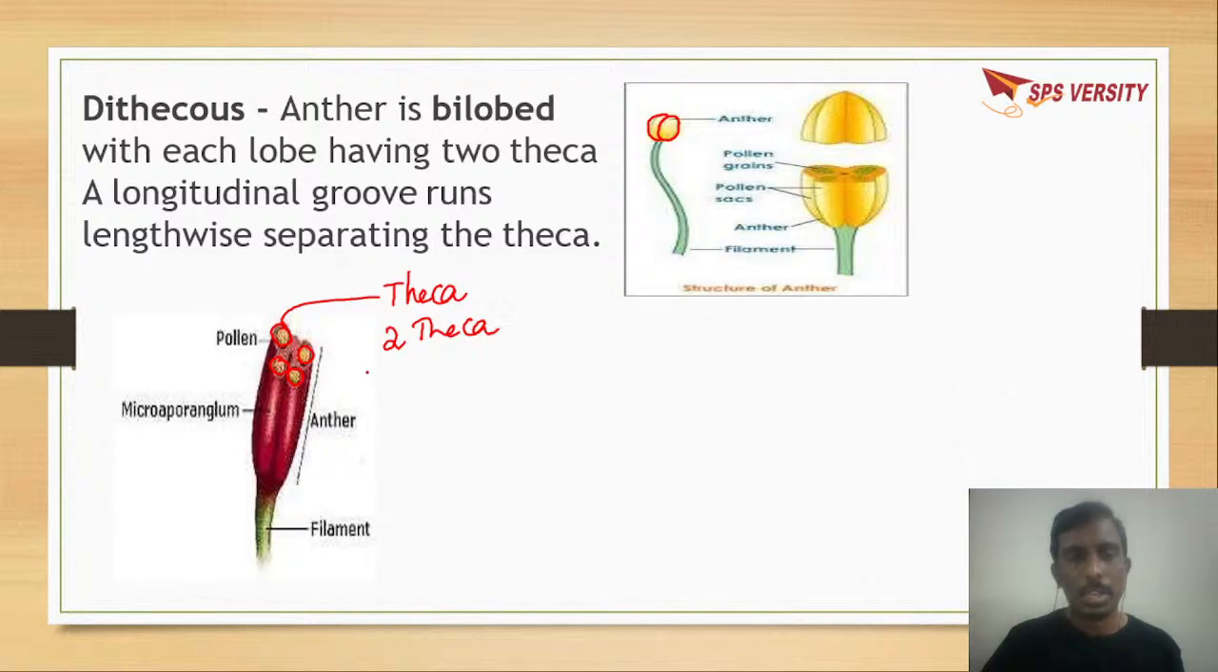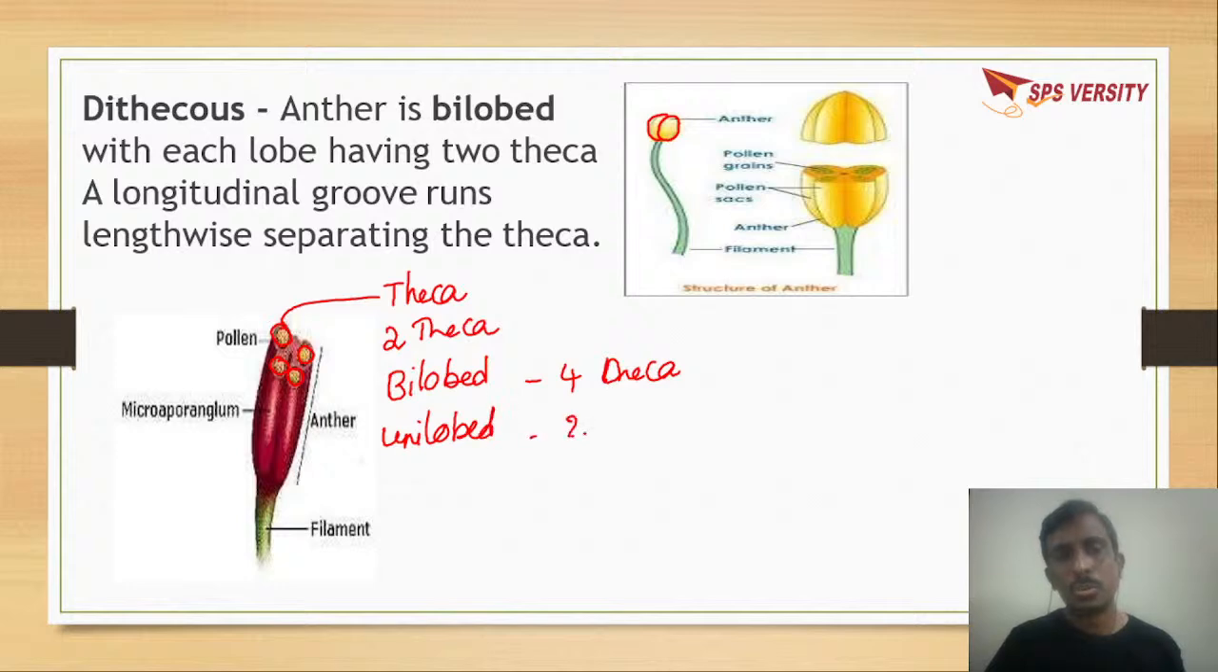That means if it is bilobe, in total how many theca will be there? 4 theca will be there. Okay. If it is unilobe, how many theca will be there? There will be 2 theca. See the difference between bilobed and unilobe. In unilobed, only one lobe is present, that means only 2 theca are present. In bilobed, there are 2 lobes where 4 theca are present.